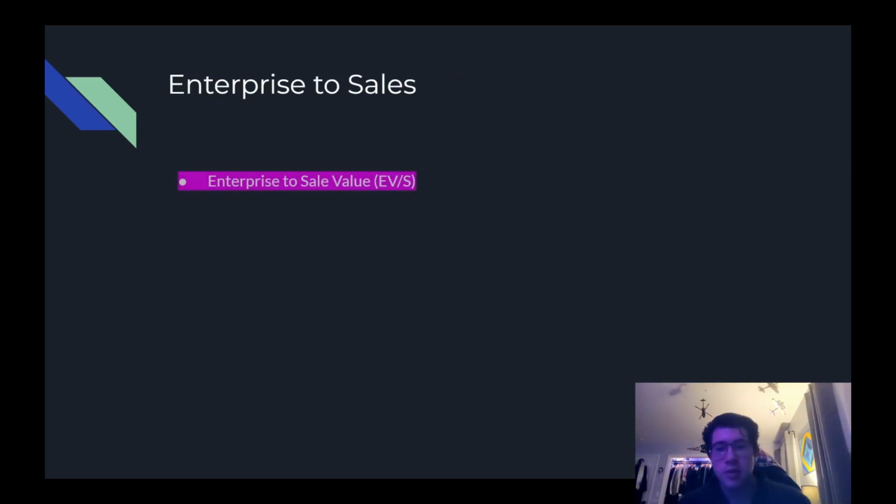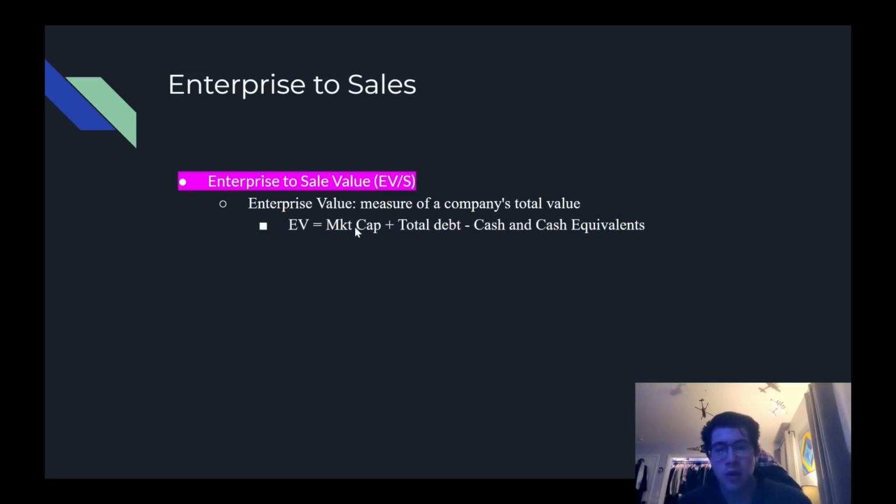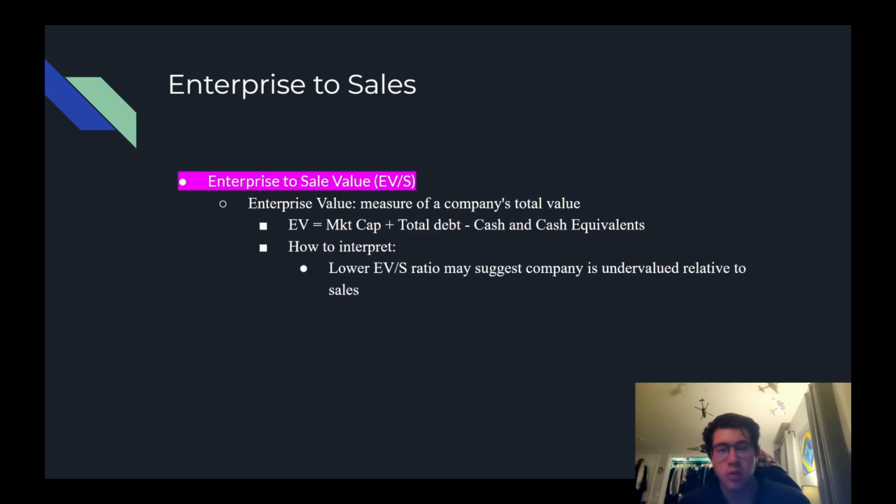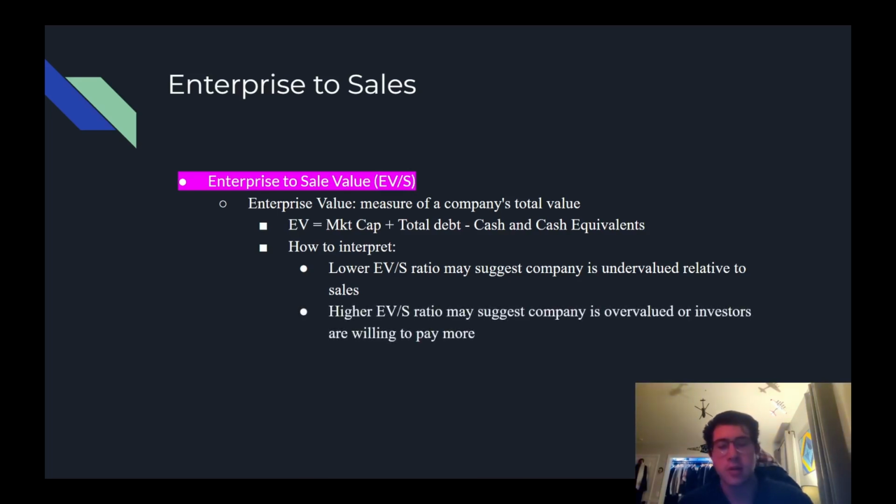So enterprise value to sales. Enterprise value is just a measure of a company's total value. And this is the formula for the enterprise value. You take the market cap plus the total debt, and then you minus the cash and cash equivalents. How do you interpret the enterprise value to sales multiple? A lower ratio may suggest that the company is undervalued relative to sales, and a higher ratio may suggest that the company is overvalued, or investors are willing to pay a premium.